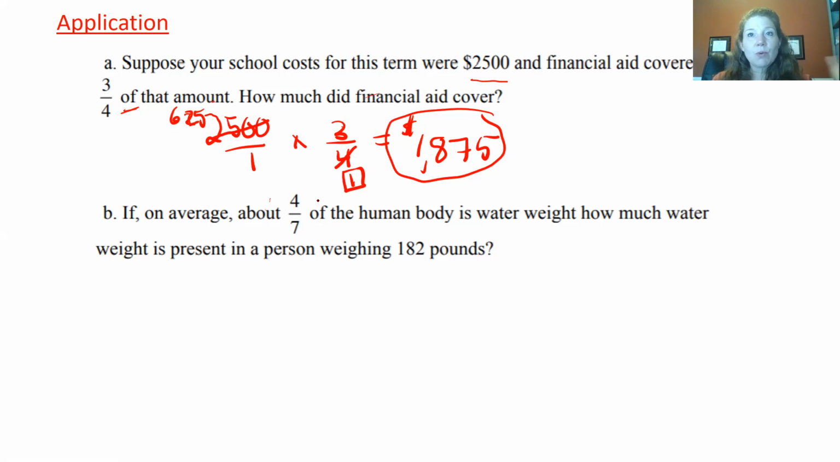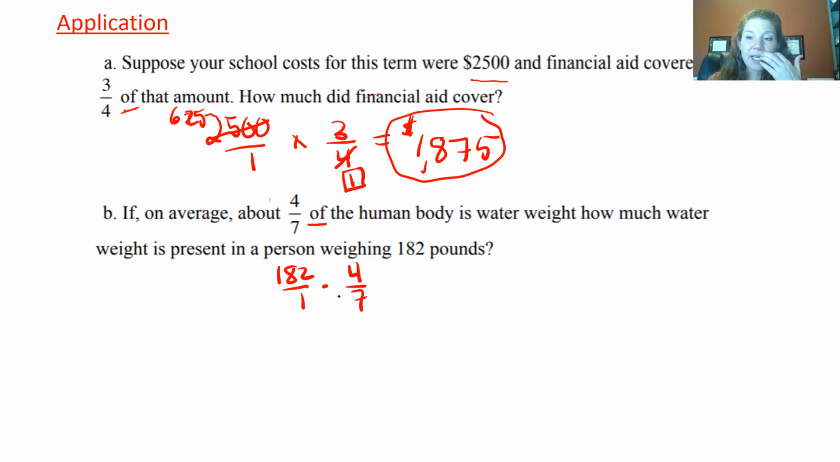Well, is the answer going to be more than, less than, or equal to 182? Well, it has to be less than, right? It wouldn't make sense for the water weight to be more than the total weight. So when we get done, if we get a number bigger than 182, we know we can't be right. So I'm going to put 182 over 1, and I'm going to multiply it by 4/7.